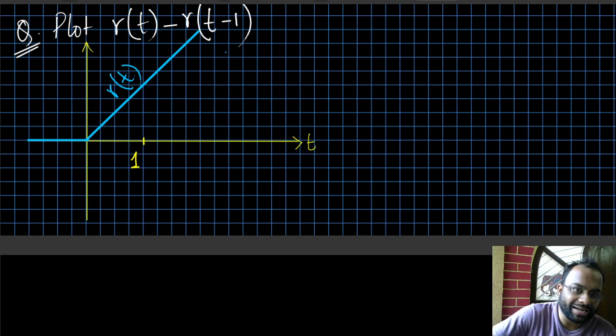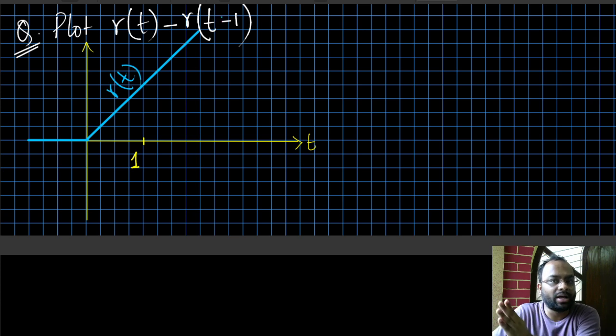So what is r(t minus 1)? r(t minus 1) is a delayed version of r(t), right? But what is minus r(t minus 1)? Again, take that signal and flip it about the horizontal axis. That is how you get minus r(t minus 1). What is r(t minus 1)? Shift r(t) to the right by 1 second. And then minus r(t minus 1) you just flip about the horizontal axis. So what would this one be? Minus r(t minus 1) would look like this.